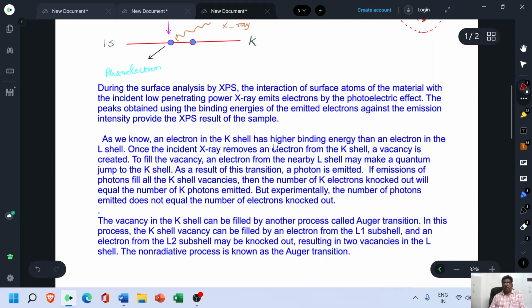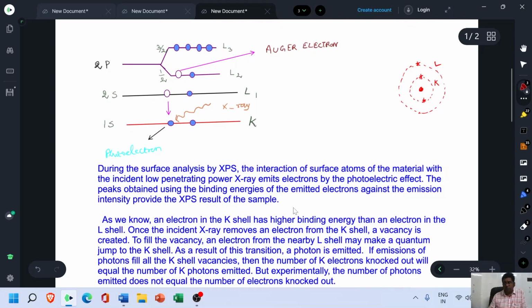Now, how do we calculate the binding energy? That is the question. According to Einstein's photoelectric equation, the energy of the incident photon h nu is used in 2 ways. Part of the energy is used to remove an electron from the substance, and the remaining energy is supplied to the electron as kinetic energy. See, this h nu 0 is part of the energy used to remove the electron from that surface, and the remaining energy is given to the electron as kinetic energy.